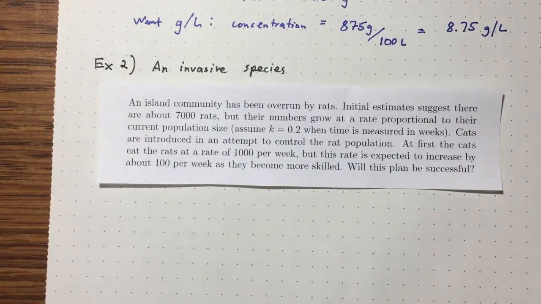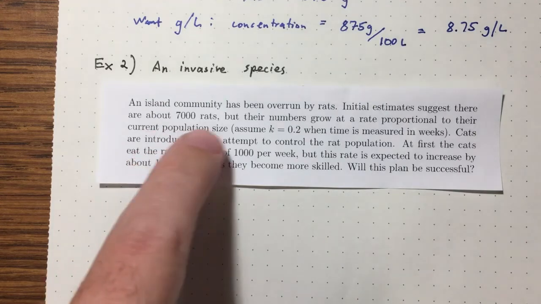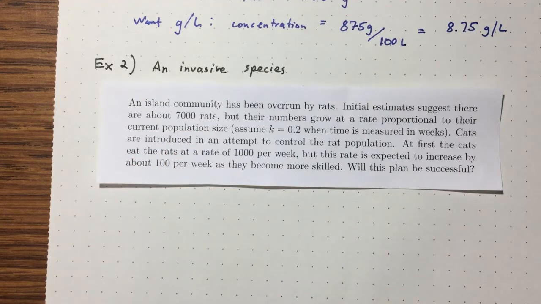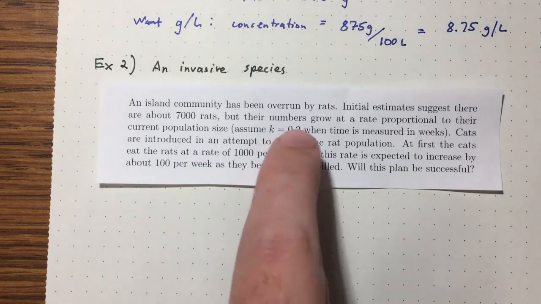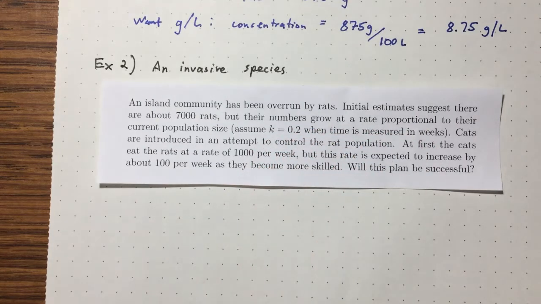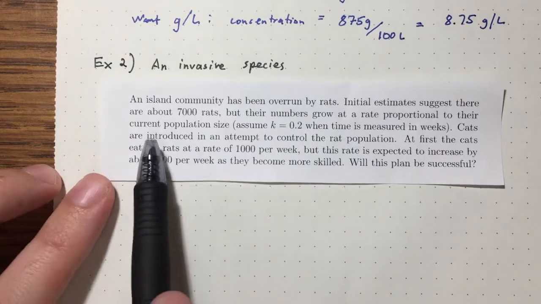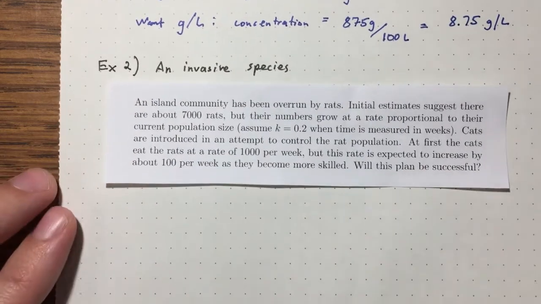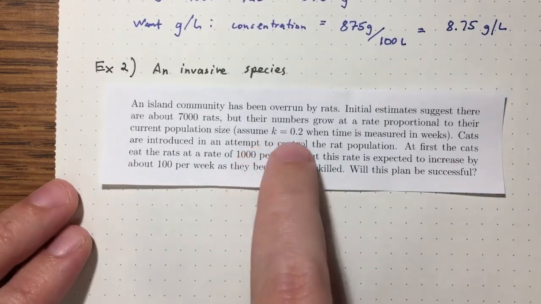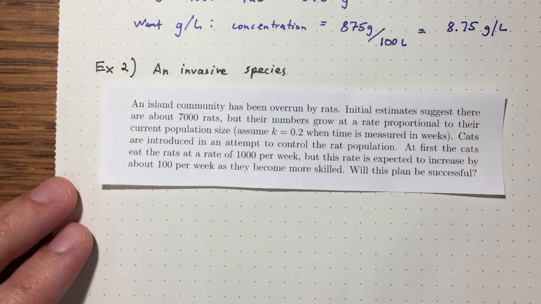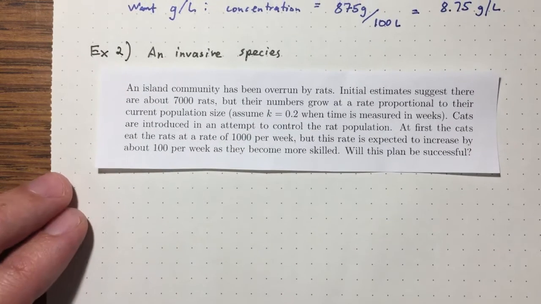So we have an island community. It's been overrun by rats. And so there are about 7,000 rats, more or less. But their numbers are actually going to grow at a rate proportional to their current population size. So this is something we've seen before. And it says assume that the proportionality constant is 0.2 when we measure time in weeks.